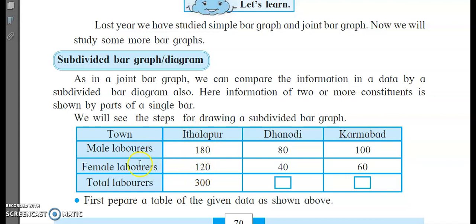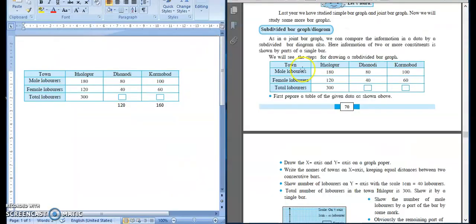Then 120 female laborers are there and their total is 300. So in Dhanodi we have 80 male laborers and 40 female laborers. So what will be the total of the laborers? 80 plus 40, that is 120. See here, 80 plus 40 is 120. So the total laborers of Dhanodi village is 120.